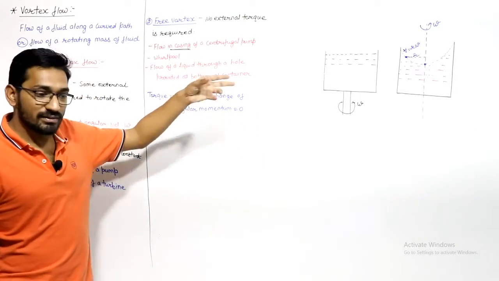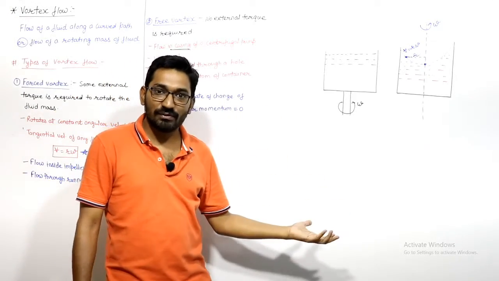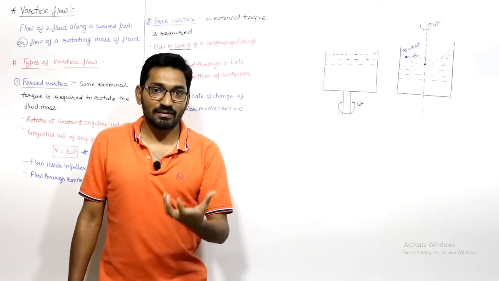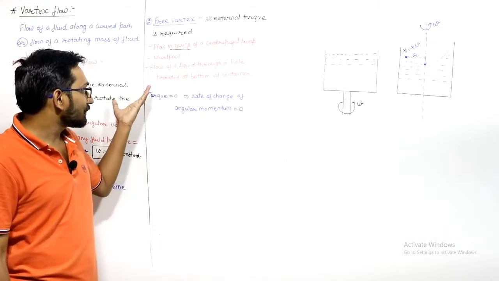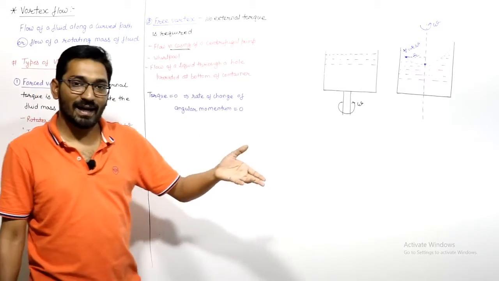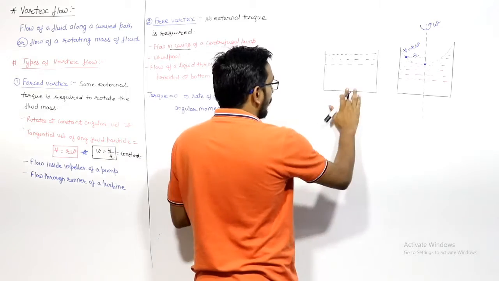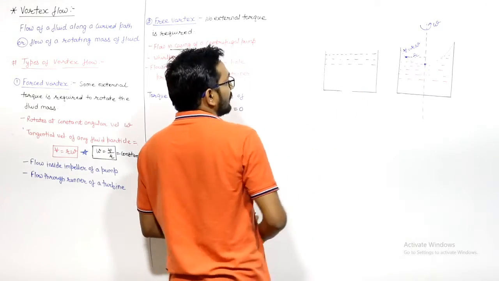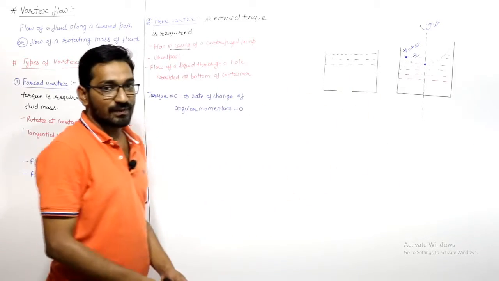The second one is the whirlpool. In the river, a whirlpool is there, right? A cyclone is also a case of free vortex. A whirlpool produced in the river is also a kind of free vortex. Another one is the flow of a liquid through a hole provided at the bottom of a container. If this is a container and I provide a hole here, then the fluid will come down through this hole while rotating. That is known as free vortex.